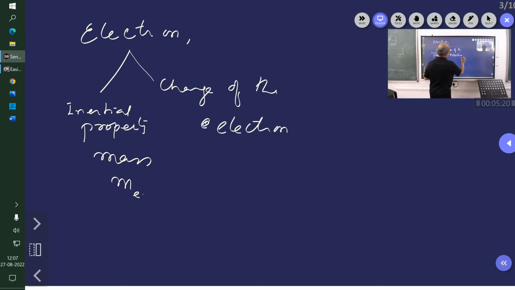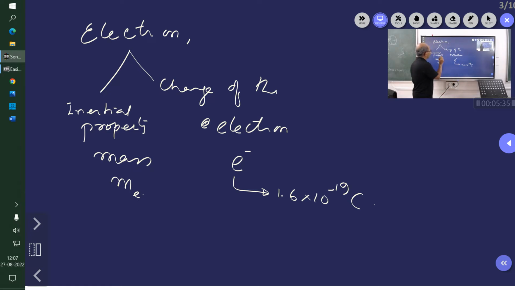It is denoted by e minus, and its value is 1.6 into 10 to the power of minus 19 coulombs. If you don't know these coulombs and all, fine. At this stage, don't bother. What is important here is that you understand the electron has mass denoted by m e and the electron has charge denoted by e minus. That is sufficient. If you can understand more than this, it's good. But at 9th standard level, if you have understood the electron has two properties, that's fine.